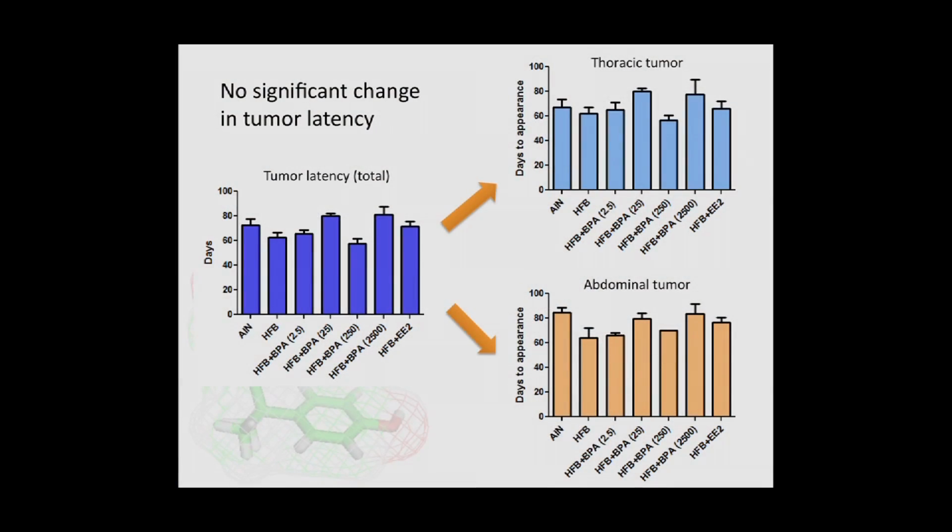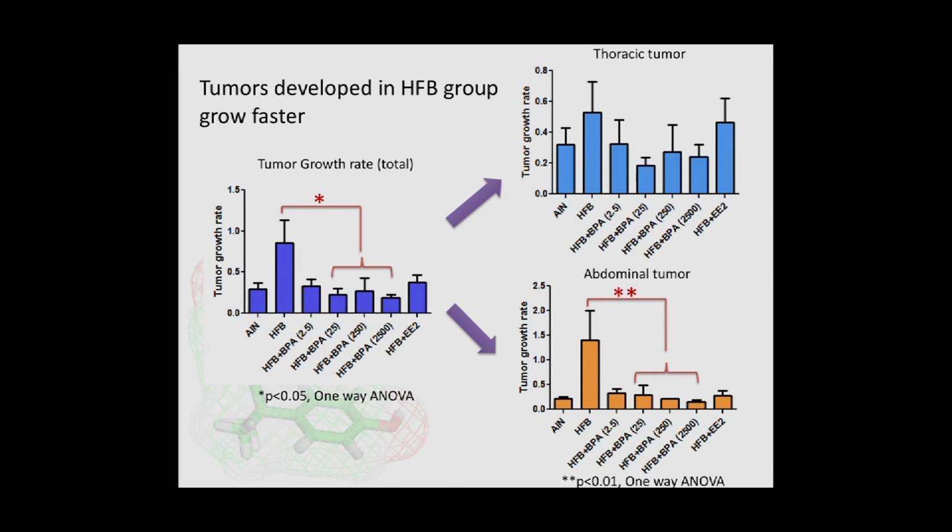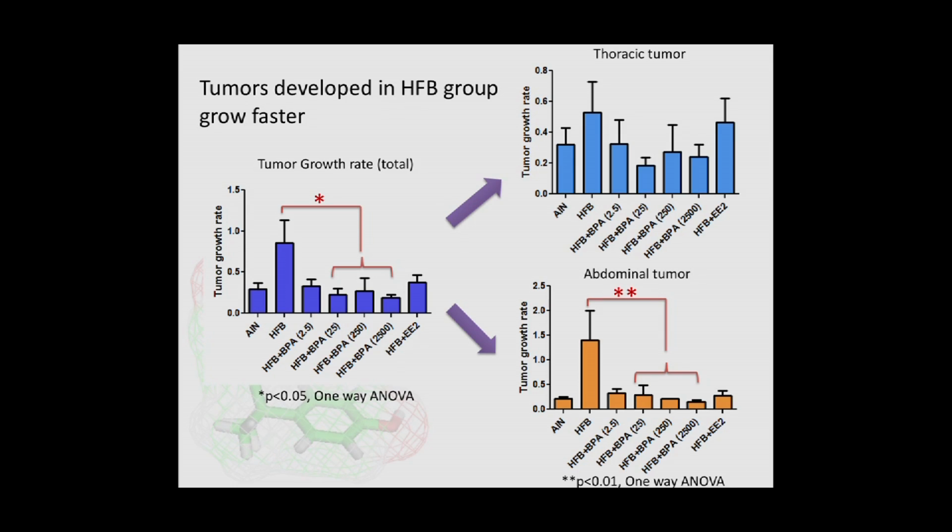There's no significant changes in tumor latency. I just want to show you this diagram. But what is interesting is that the tumor developed in the high-fat group alone. Like, this is coming back. We thought that the high-fat group was very good because we have fewer animals developing tumors. But if those tumors appear in the high-fat group, this is shocking because the tumor grows so much faster than the rest of the group. So that gives us a very alarming fact.